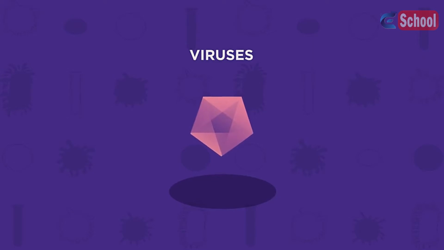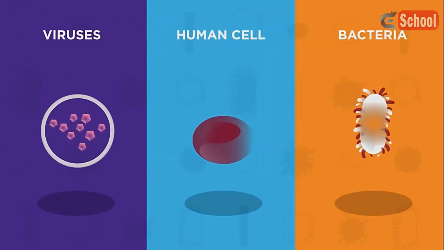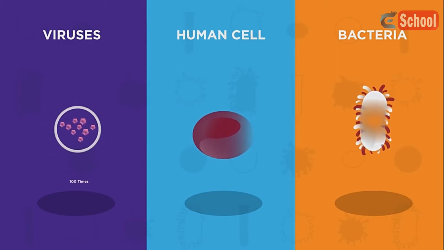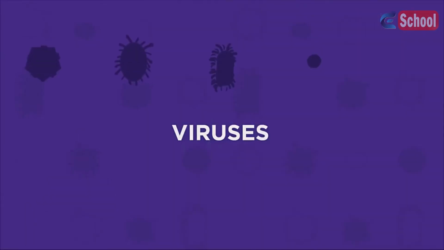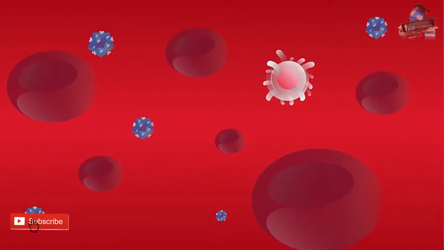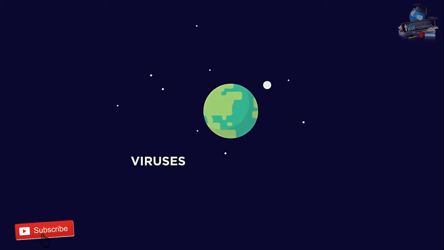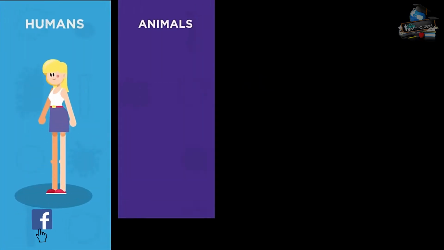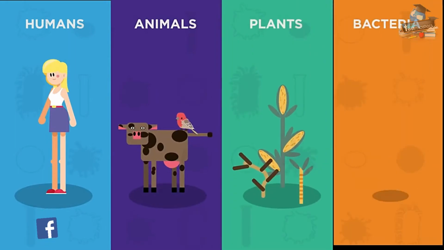In this video, we're going to look at what viruses are. Viruses are a type of microorganism. They are too small to be seen by the naked eye, much smaller than bacteria, and about 100 times smaller than human cells. They come in many different shapes and are present wherever there are cells to infect. In fact, viruses are the most common biological unit on Earth, outnumbering all other types combined. Viruses can infect humans, all animals, plants, and even bacteria.